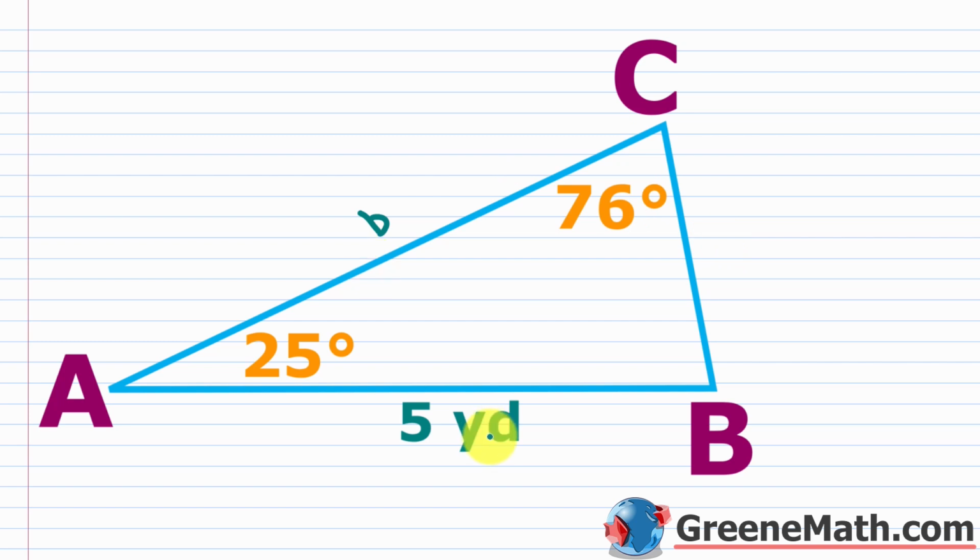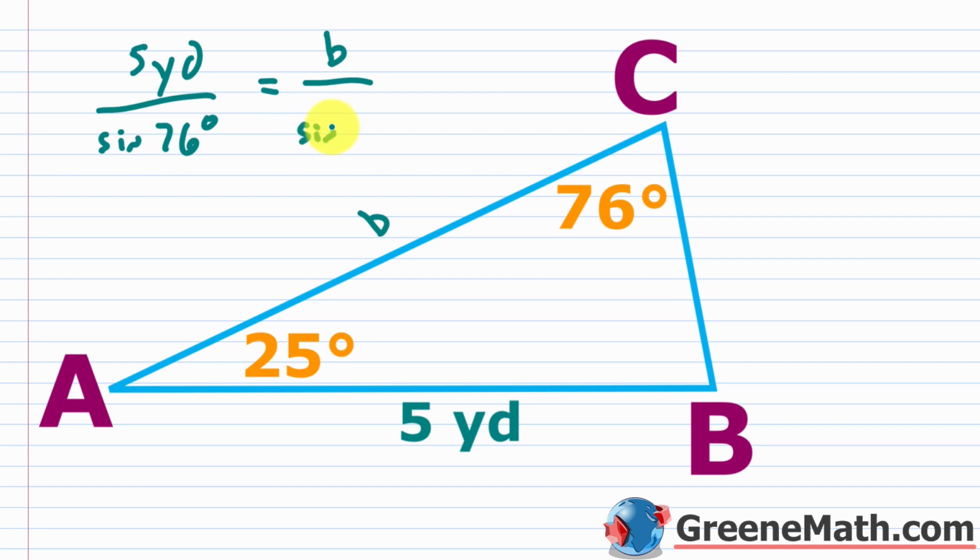So we would say that we have lowercase c, which is the length of this side right here. It's 5 yards. So let me put 5 yards over the sine of this angle here, which would be 76 degrees. So the sine of 76 degrees is equal to the length of this guy right here, which we call lowercase b, over the sine of this angle B. The angle B is unknown at this point, but you could just do 180 degrees minus 25 degrees minus 76 degrees.